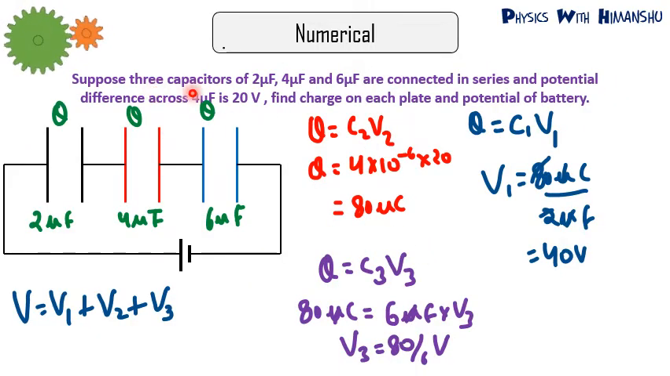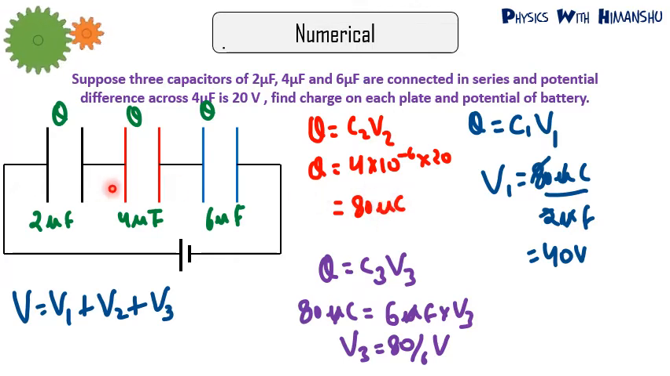Suppose it is given that there are three capacitors, 2, 4 and 6, connected in series and potential across 4 is 20 volt. So across this 4 microfarad potential difference is 20 volt. You have to find charge on each plate and potential of battery. Now remember, when capacitors are connected in series, they all will have same charge. So first we have to find what will be the charge stored by 4 microfarad. So basically Q equal to C into V. So C2 is 4 microfarad, potential across 4 is 20. So charge stored by 4 microfarad is 80 microcoulomb.